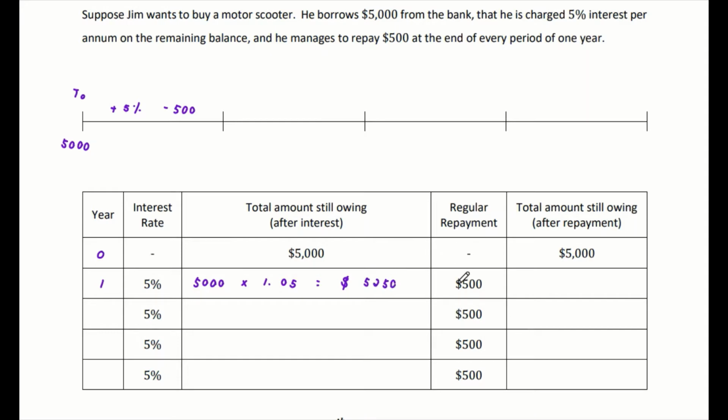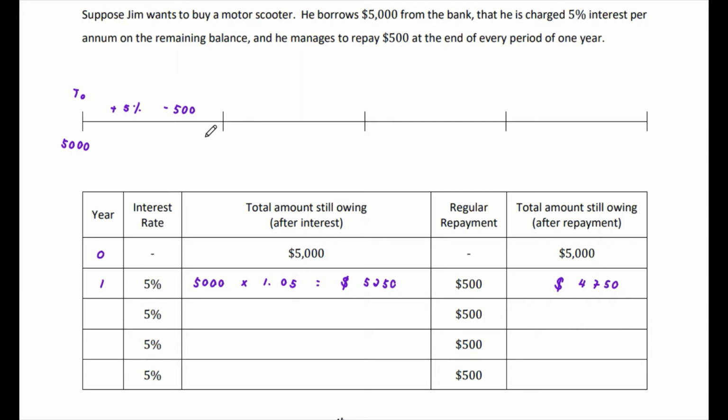So at the end of 1 year, he also repays $500, right? So at the end, the money that you owe minus the repayment gives you the total money that you still owe. So we get 4750. You can get this from 5,250 minus $500. What you can realize here is that the total amount of money that's still owing after repayment is reducing as well.